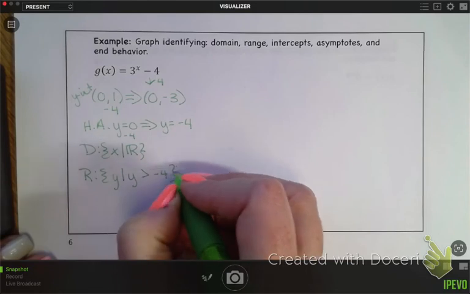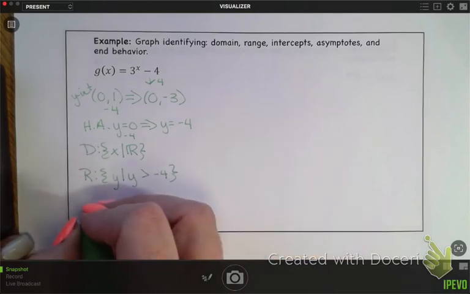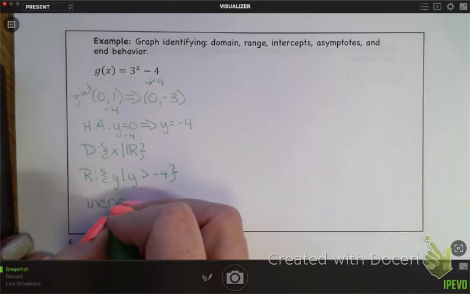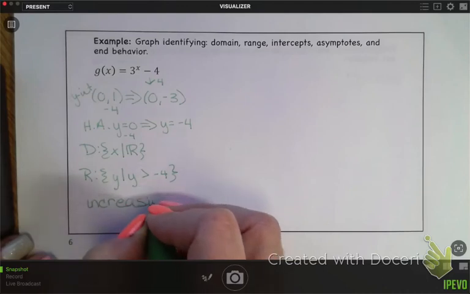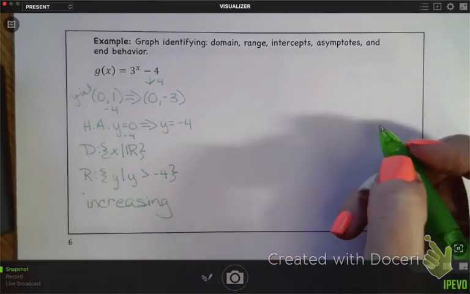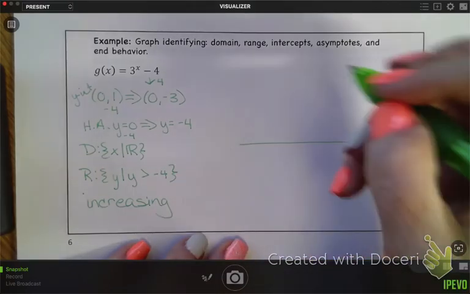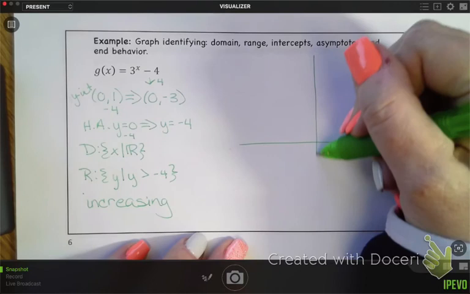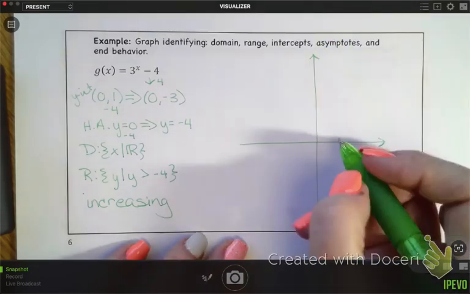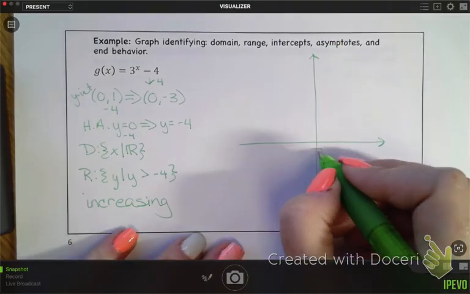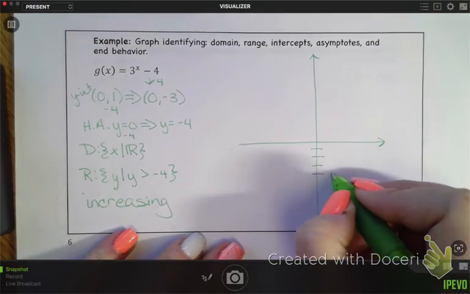And we didn't reflect or anything, so it should still be increasing. We'll check. When we're done graphing, we should always come back and look at our work and make sure we're right. Okay, so x, y-axis. So 1, 2, 3, 4 is my horizontal asymptote.